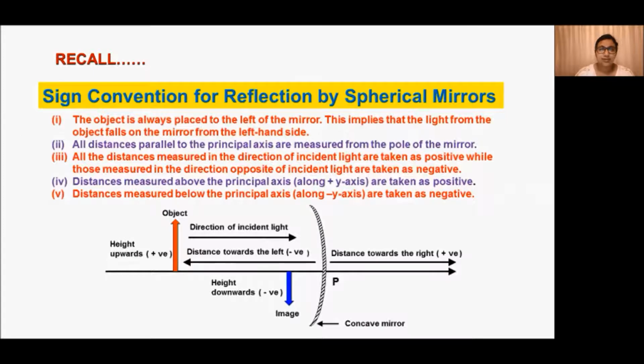Also recall the sign convention used in spherical mirrors. You need to remember 4 important points here. All distances measured to the left of the mirror are taken as negative. Distances towards the right of the mirror are taken as positive. Distances measured above the principal axis are taken as positive. Distances measured below the principal axis are taken as negative.